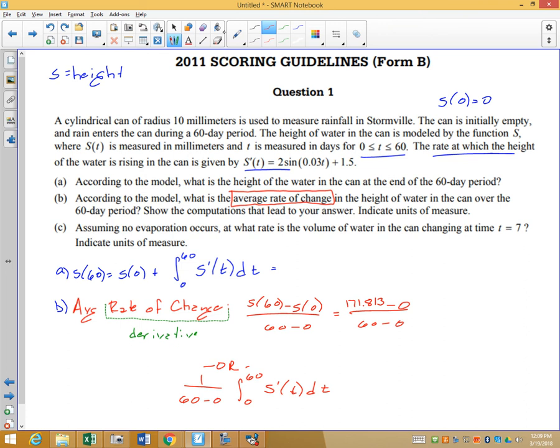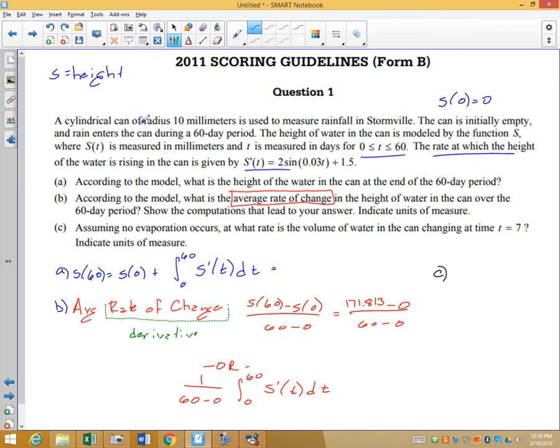Okay, C is going to be really quick, and then we'll maybe look at something different. C: assuming no evaporation occurs, at what rate is the volume changing when t equals 7? How would we do that? It's actually scary easy. It's also easy to screw up. Where's the derivative? They gave it to us. That is the derivative. People will mess this up by doing the derivative of the derivative, right? This function is the rate.